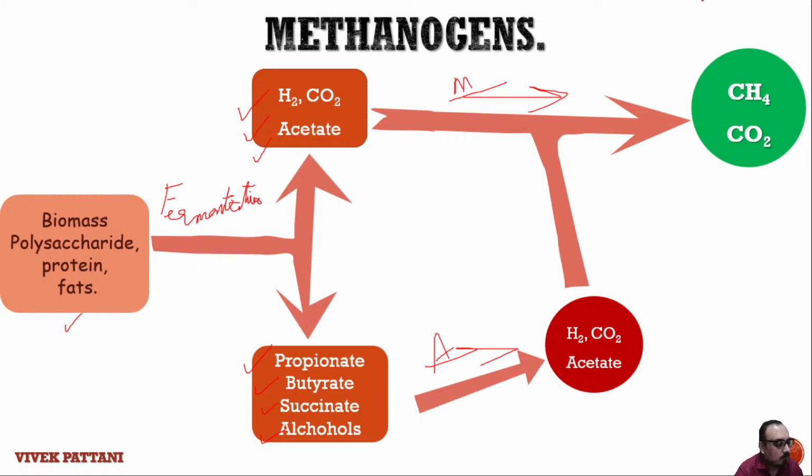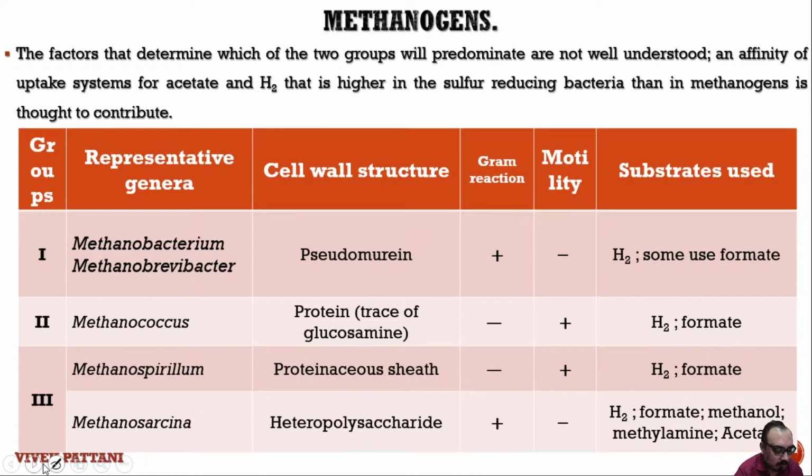using carbon dioxide as a carbon source, and hydrogen is used as an electron donor for the production of methane, and the mode of respiration is also known as carbonate respiration. Now, the factors that determine which of the two groups will predominate are not well understood, and the higher uptake systems for acetate and hydrogen in the sulfate reducing bacteria than in the methanogens are thought to contribute. It's just an idea. There are different representative genera, as I told you.